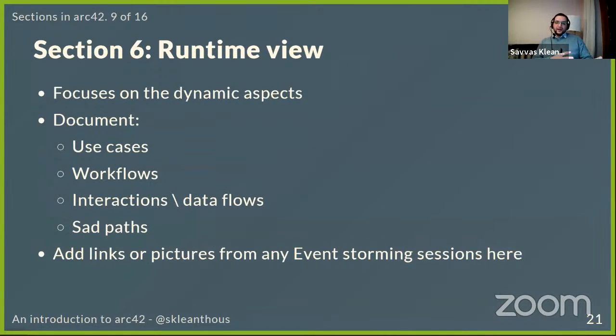Now, where section 5 was the static view, section 6 is now the dynamic aspect, the dynamic view of your system. So here we're focusing a lot on interactions. How do things communicate internally? How does data flow within your system? So in this particular section, we want to document use cases that we are supporting. We want to document important workflows that we have in our system, interactions, data flows across, and don't forget to include any of the important subpaths.